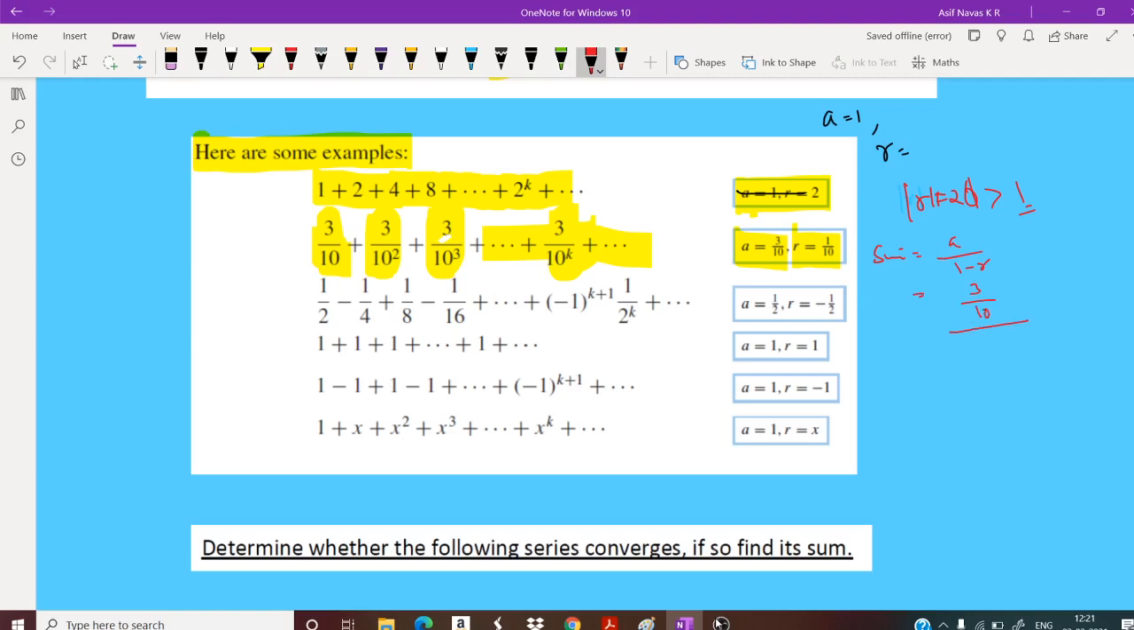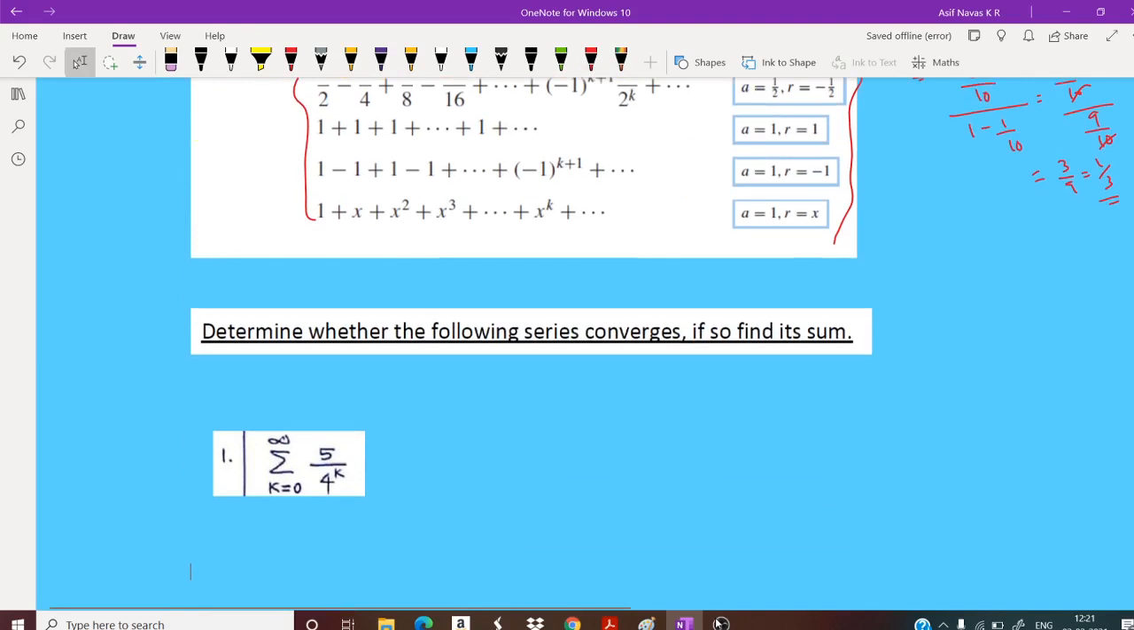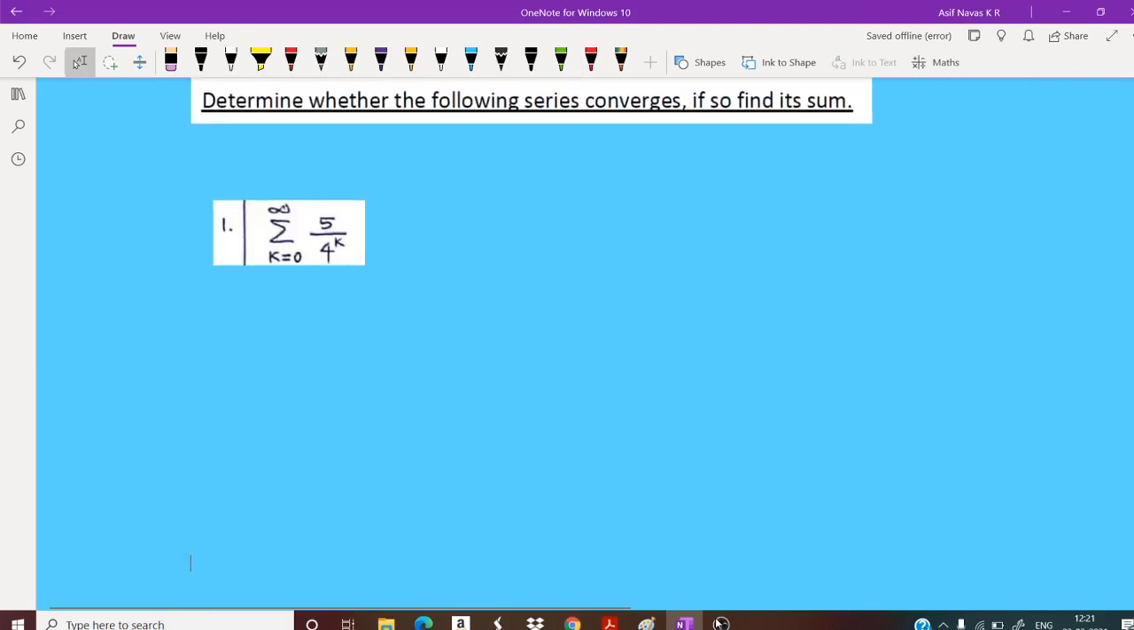3 by 10 divided by 1 minus 1 by 10, which is equal to 3 by 10 divided by 9 by 10, which is equal to 3 by 9, that is 1 by 3. So this is the sum. Similarly, you check this one out, and today I will send you notes. Now the next question is: determine whether the following series is convergent. If so, find the sum. I will do this problem.